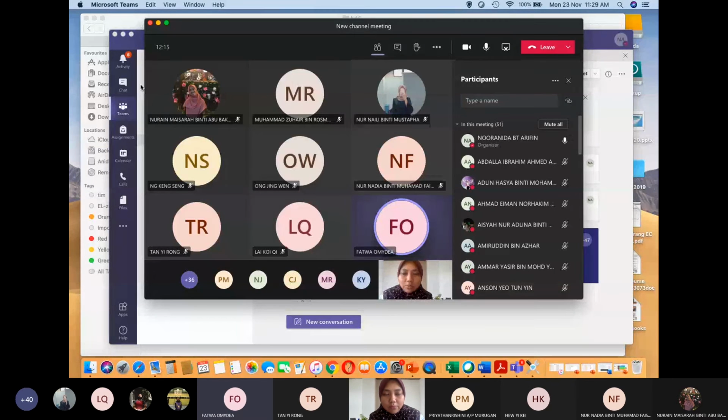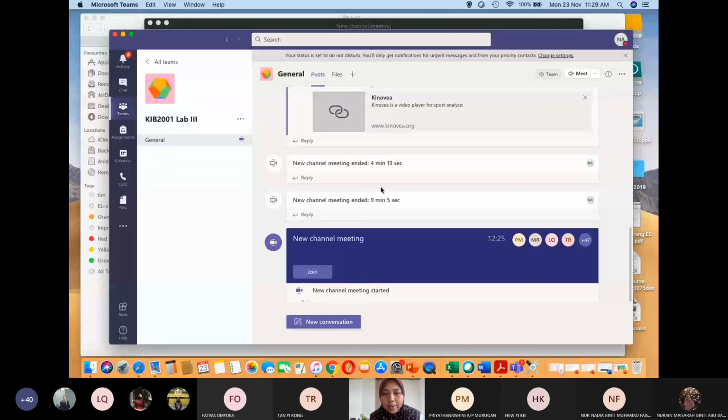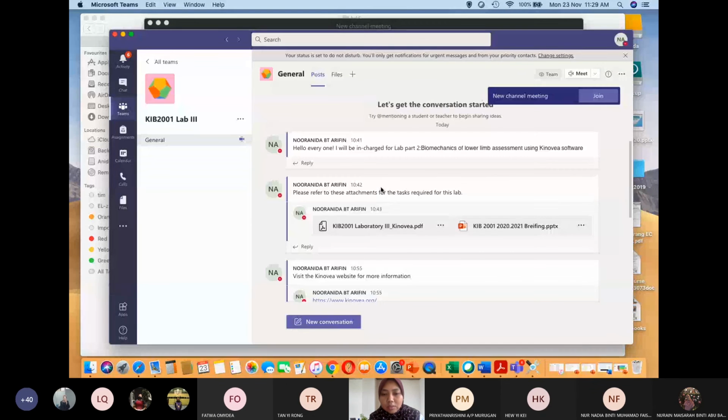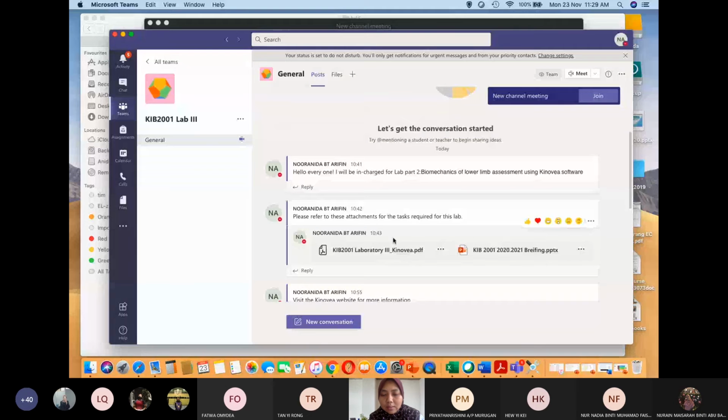Okay, so if there is no instruction in the Spectrum, you may refer to our MS team here. This is where I put the instruction. This PDF here is the instruction for this lab. So please download this PDF and have a really good reading with your lab mates, with your group mates, on the specific instruction in this PDF.